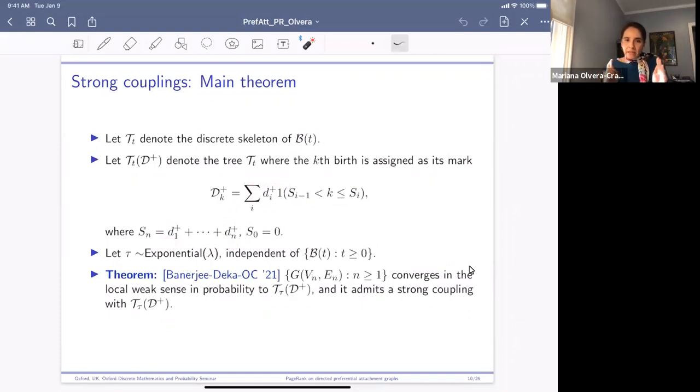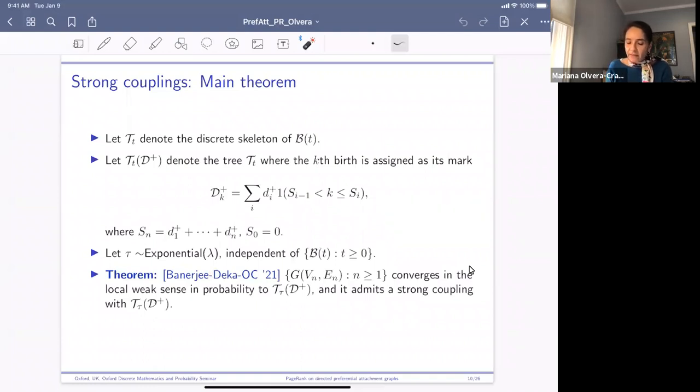So many of these births, that is, birth S_i plus 1, S_i plus 2, all the way to S_{i+1}, are going to have the same mark. So the marks are the same for subsets of my births. Now I'm going to define this tau to be an exponential random variable with parameter lambda. Lambda is the Malthusian parameter of one of those copies of psi.